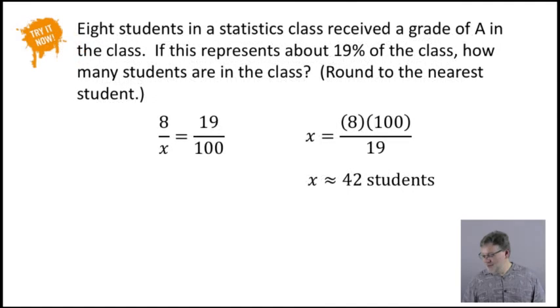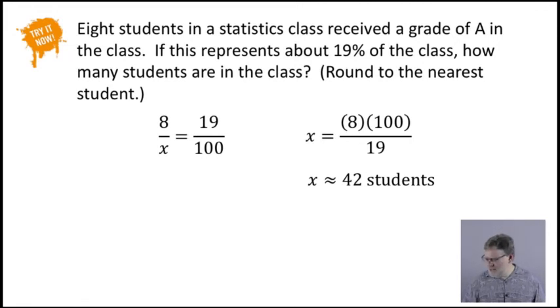Welcome back. Well, in this case, we're dealing with 19% of a class, so it's easy again to pick out what the rate is. It's 19%, so 19 over 100 is on the right-hand side. On the left-hand side, we have to search for what the number is. We have a number disguised as a word here. 8 students in a statistics class received a grade of A in the class. So, is 8 the amount or is it the base?